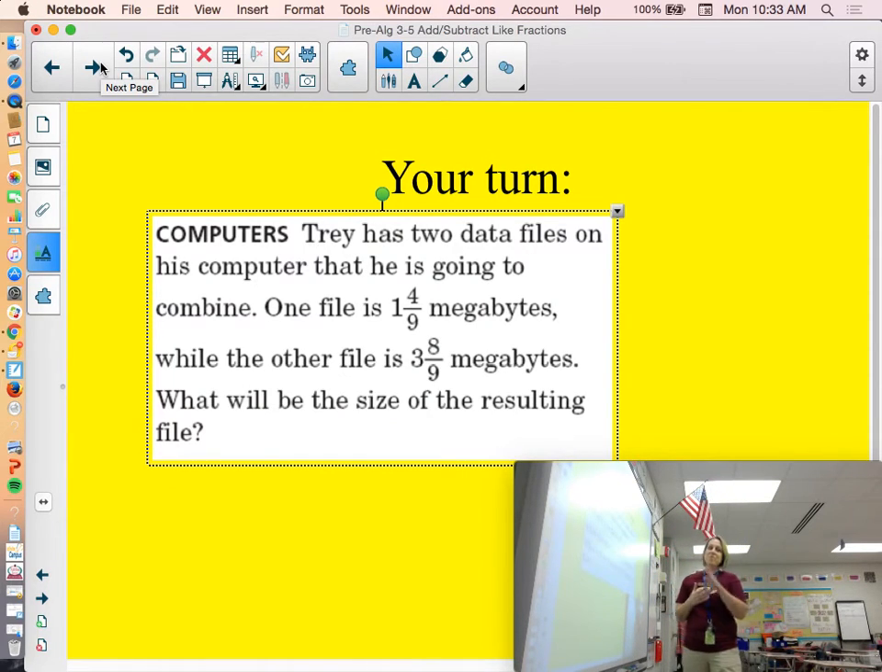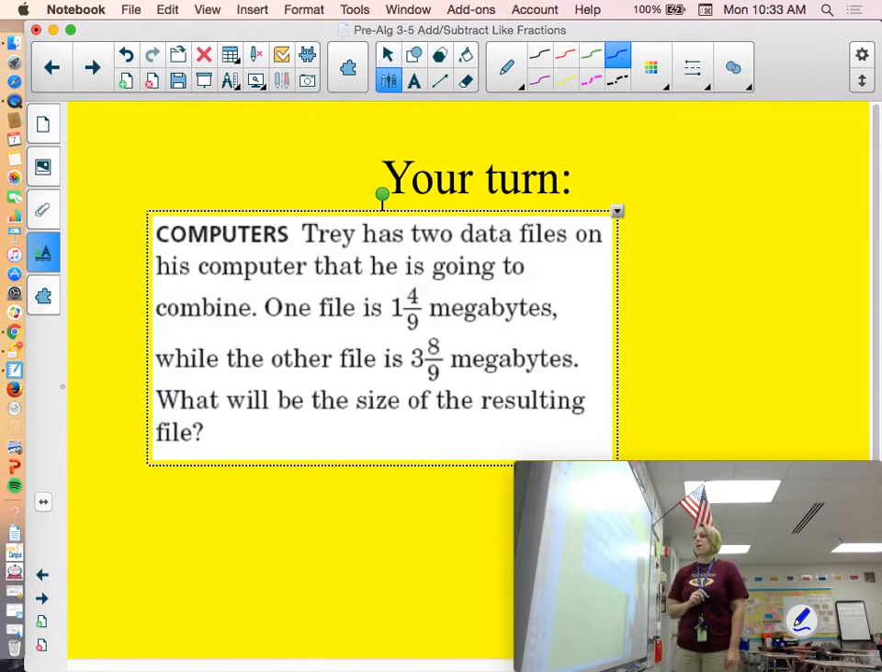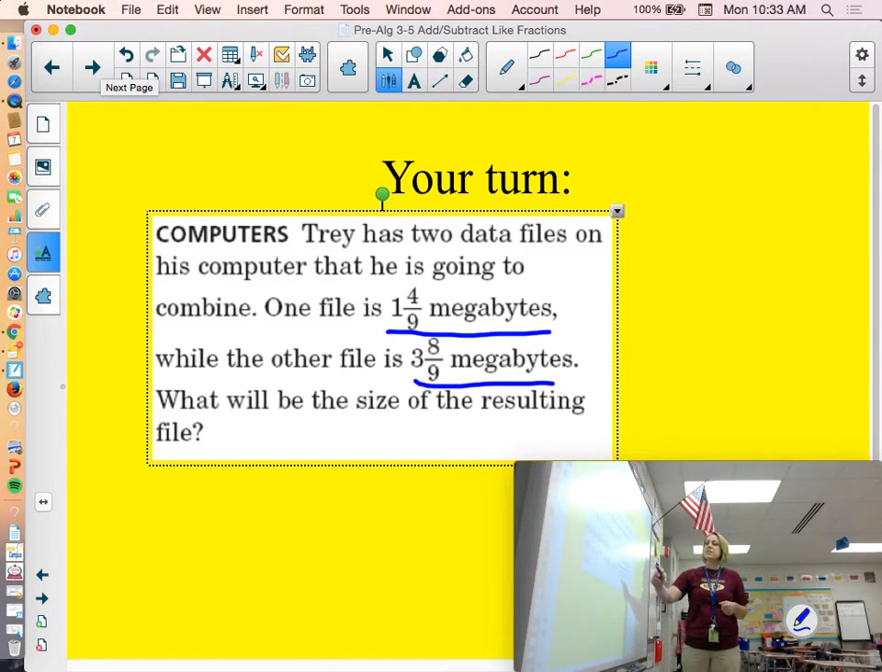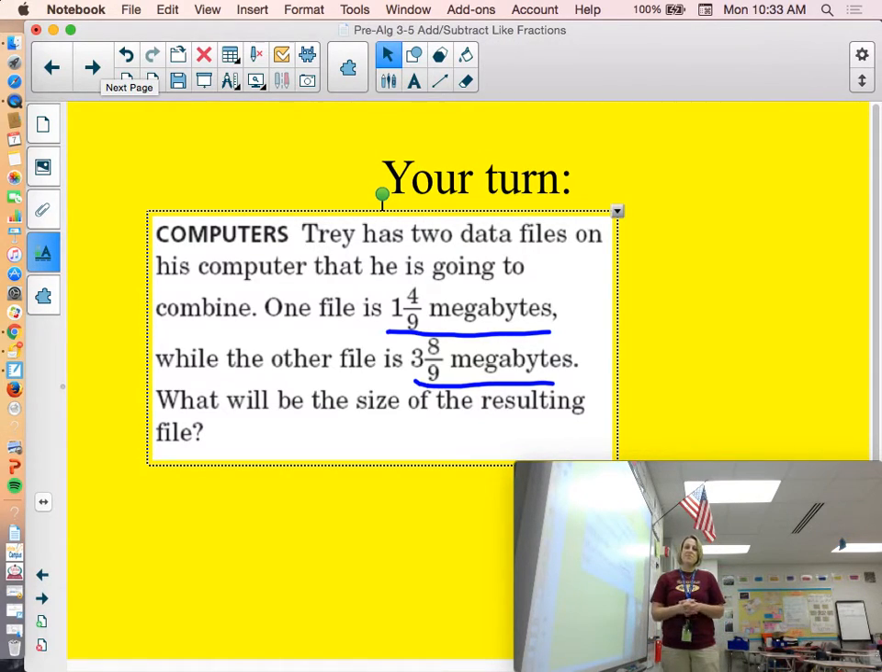All right, last one. Please try this one. Trey has 2 data files on his computer that he's going to combine together. One file is 1 4/9 megabytes, and the other file is 3 8/9 megabytes. What will the size of the resulting file be? Go ahead.